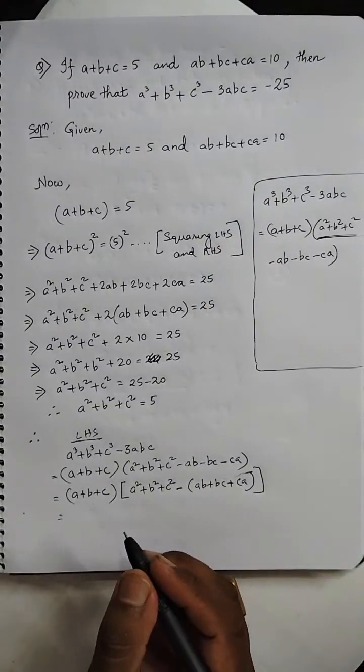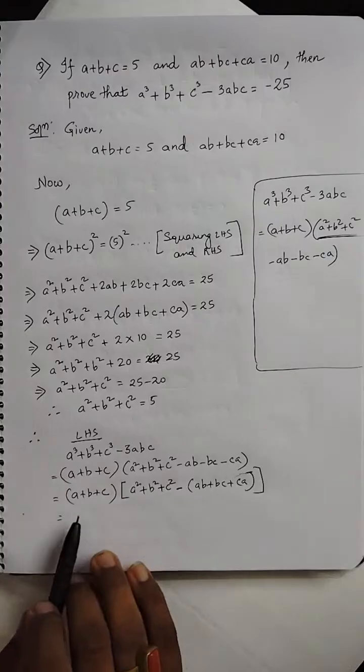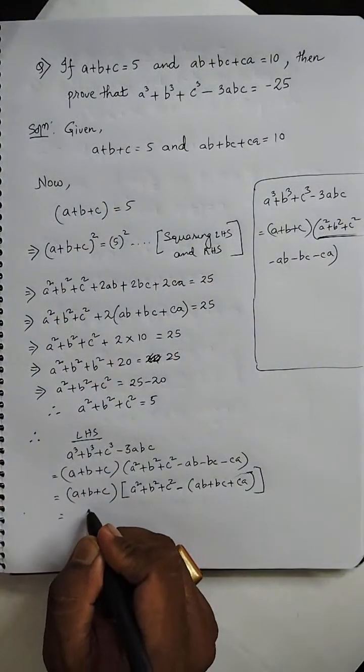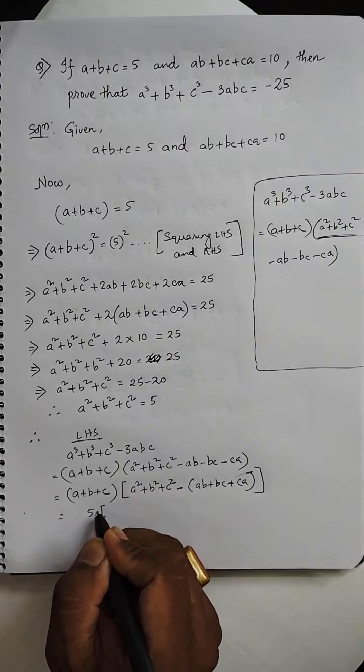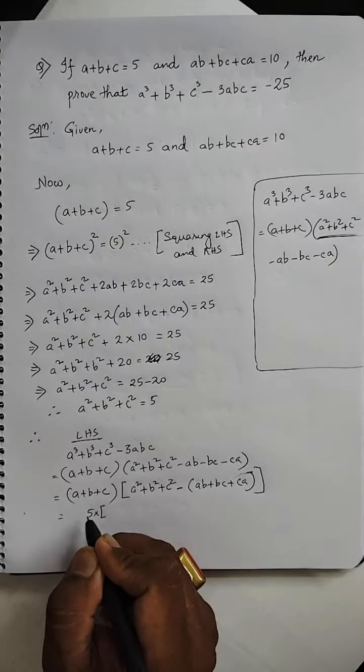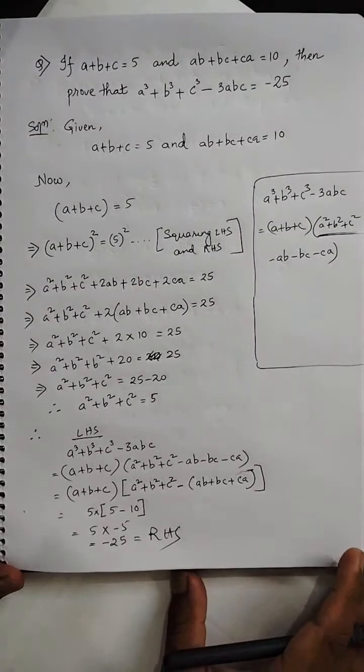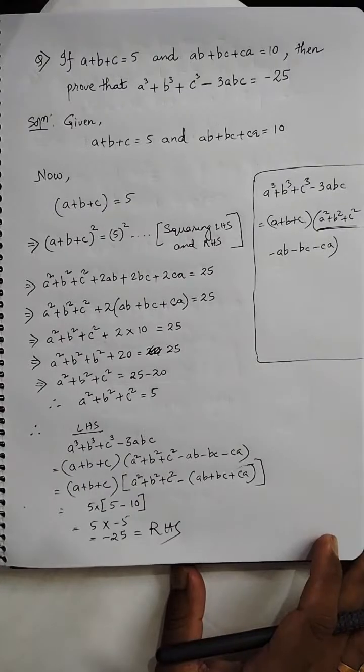And now we will replace these values. a plus b plus c is how much? 5. 5 multiplied by what is a square plus b square plus c square? Okay. So this is how these types of questions are done.